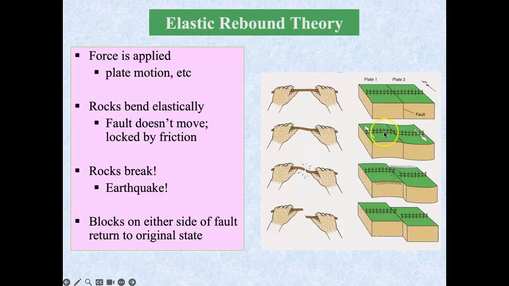As the two sides move, as shown by the arrows, in between them, remember that fault is stuck, so the rocks aren't breaking yet, but they start to deform, they start to bend. And that is the elastic nature of the bending. We can see that in the fence here, which now has a curve across the fault. The fence hasn't broken yet, but it is curved.